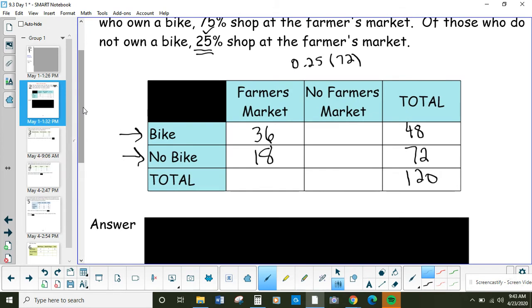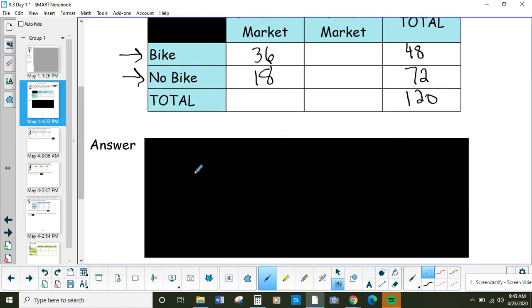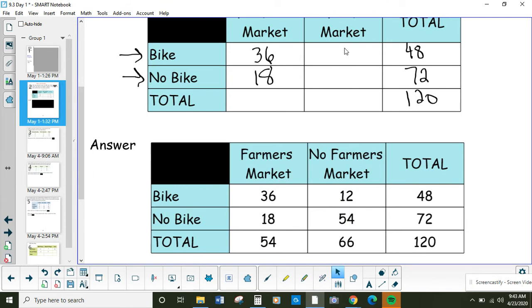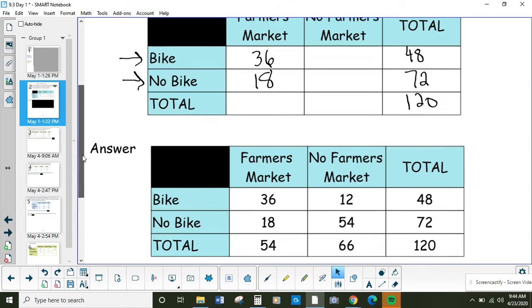In fact, I want you to pause the video right now and see if you can fill this table in. Let's check your answer. So the answer was, did you put a 12 here, a 54 here, a 54 here, and a 66 here? If you didn't, let's see how to do it.